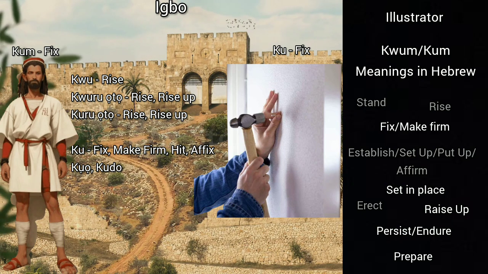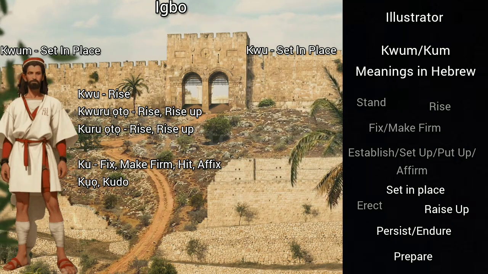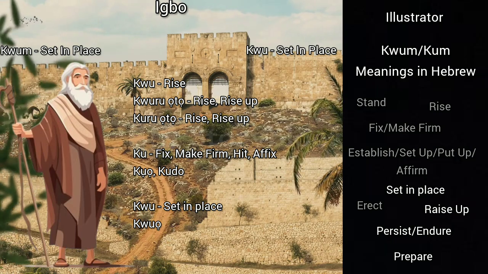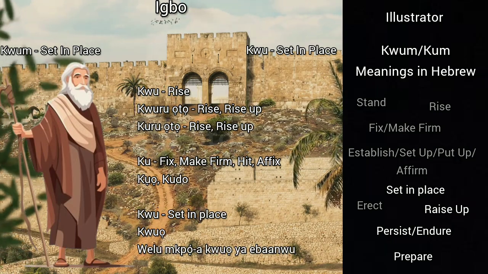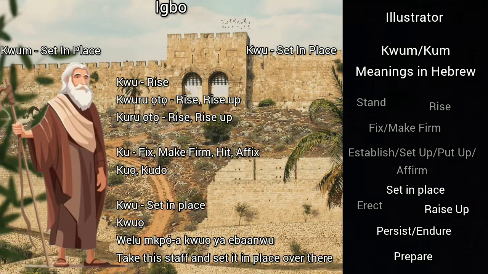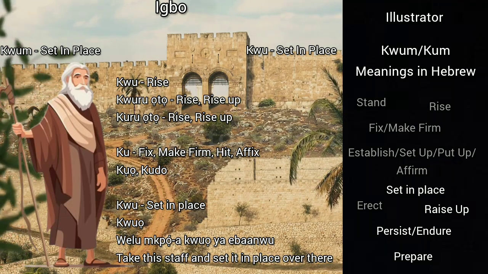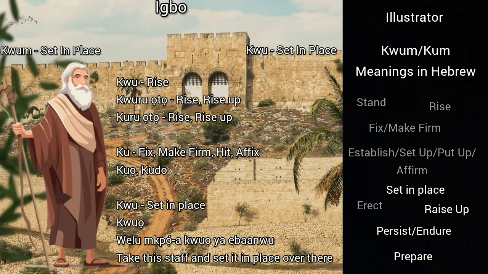There's also another application in both tongues, which means to set in place. In the absolute form of the Igbo language, you will get o. In the construct form, you might hear something like wo. For example, if this elderly man told you, "Welompa wo yabang," he's actually saying, take the staff and set it in place over there. These are lesser applications. They're not as wide as the other applications that we saw at the beginning of the video.